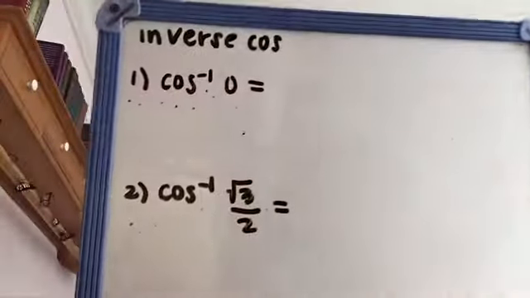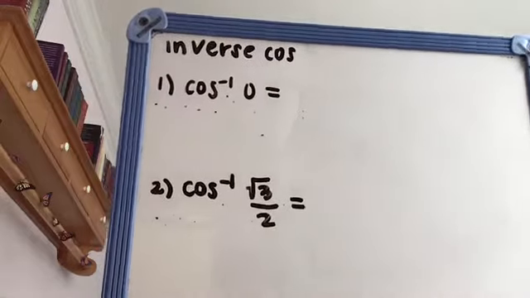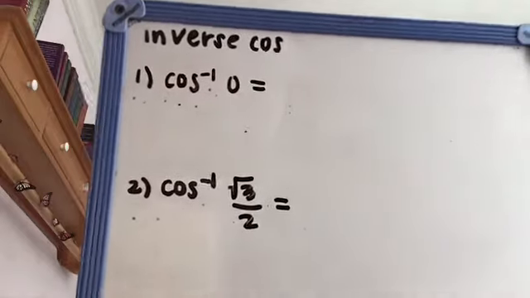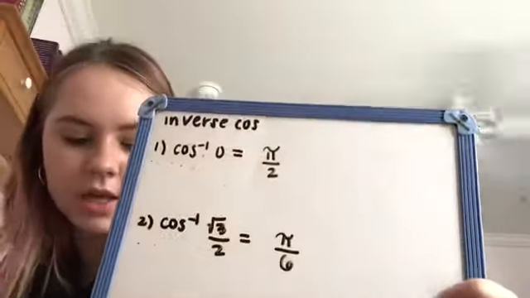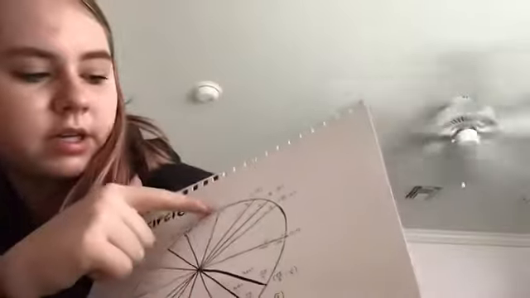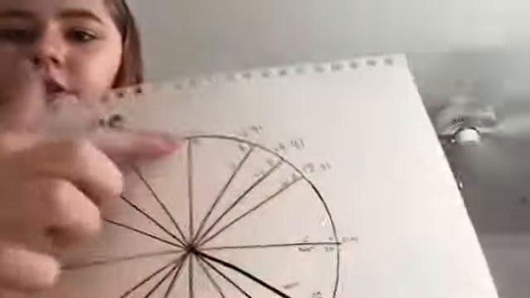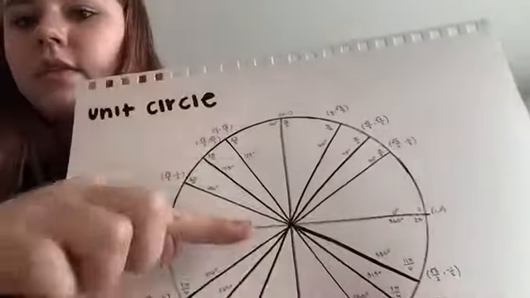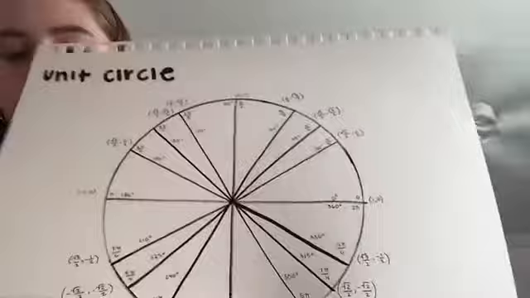For the inverse cosine problems, we have inverse cosine 0 equals and inverse cosine root 3 over 2 equals. For inverse cosine 0, it would be pi over 2, because according to the unit circle, if you take a look, 0 is pi over 2, and inverse cosine is up the top portion of the circle.